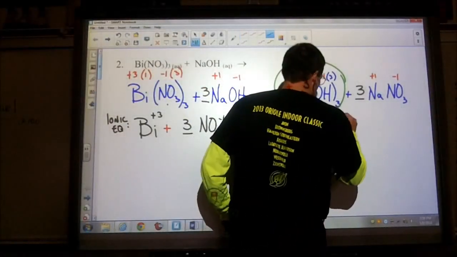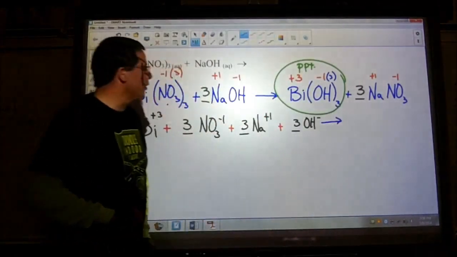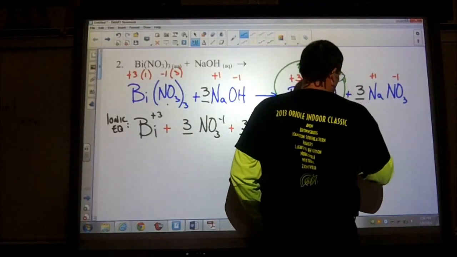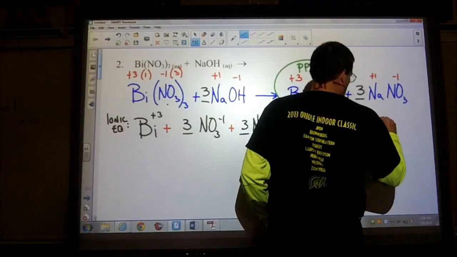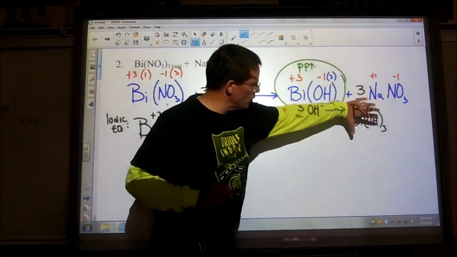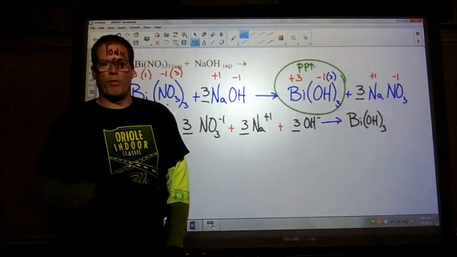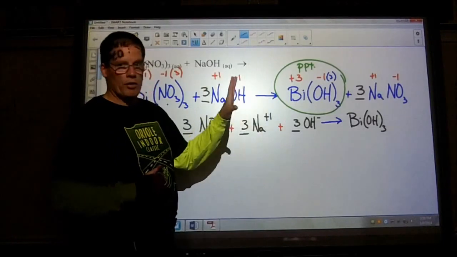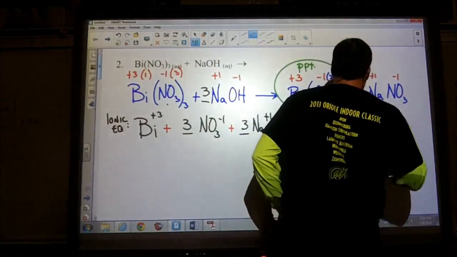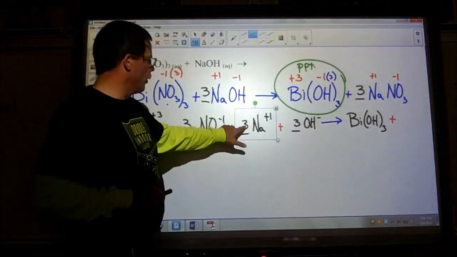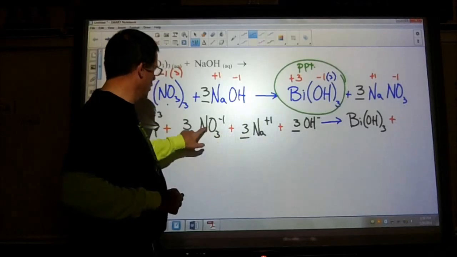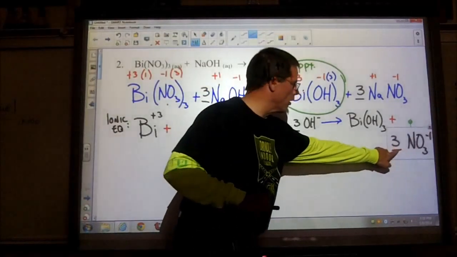Then I keep the PPT together. Keep the PPT together. So I have my bismuth hydroxide. That's the only thing that stays together. Once you circle it, it should look the same in all the equations from that point on the right side. And then to finish this off, I should have 3 sodiums over here as well. And I should have 3 nitrates over here as well.